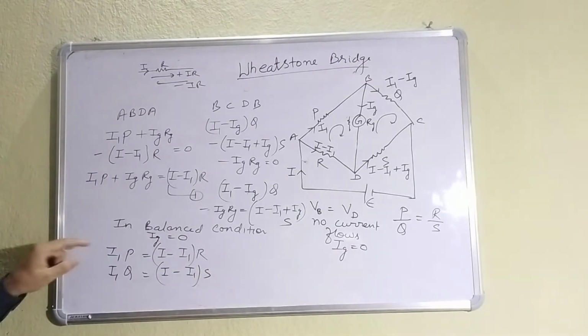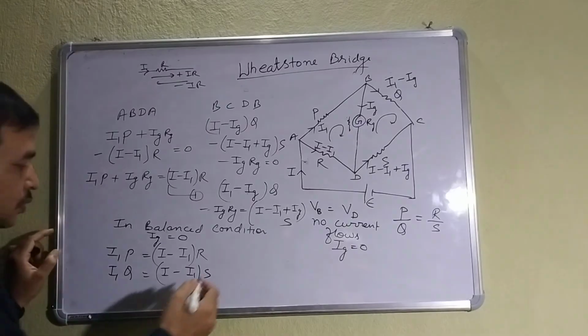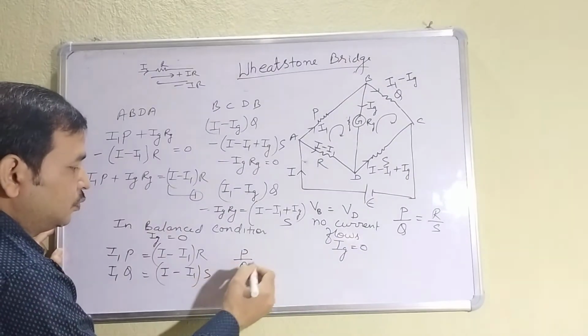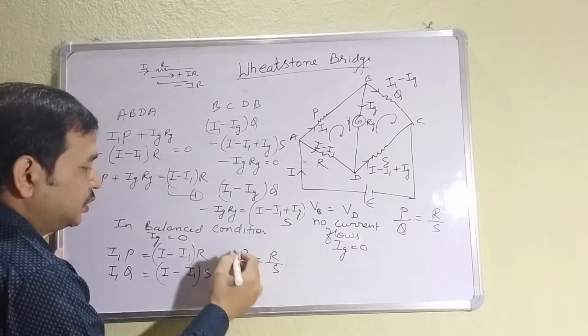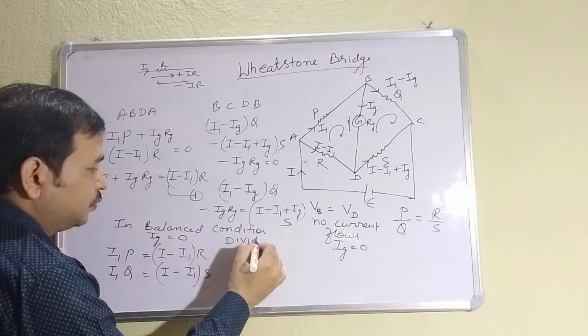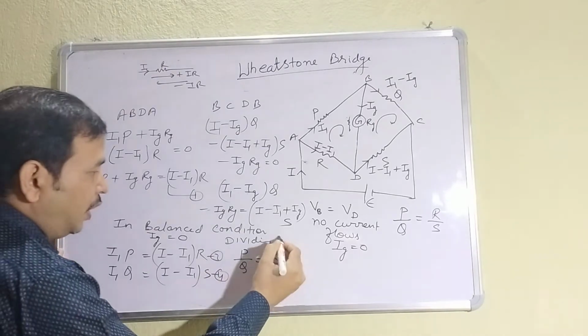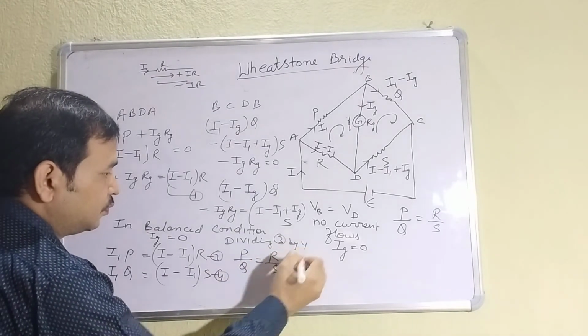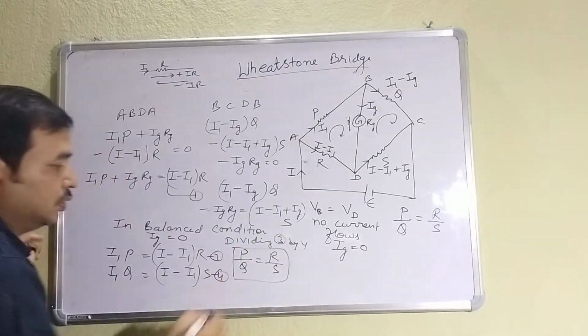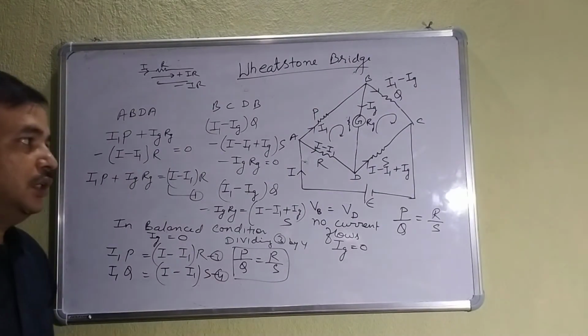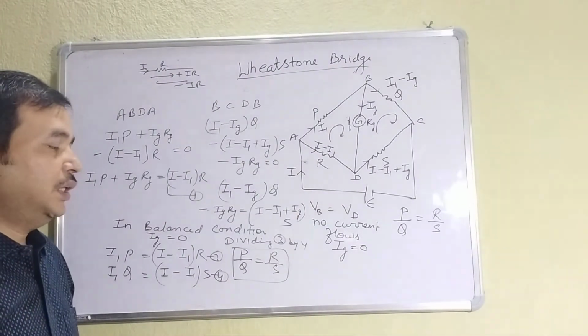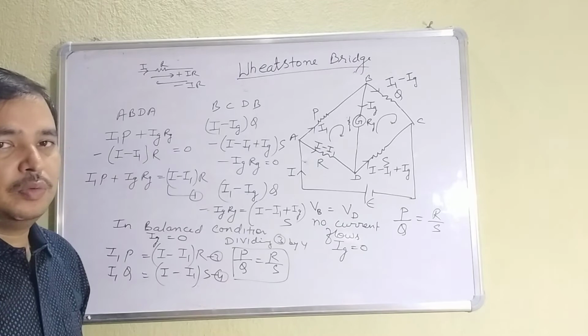Divide these two equations, this will cancel out, so P by Q is equal to R by S. Suppose this is equation 3, this is 4. Dividing 3 by 4, we will get this equation. So this is the balance condition for the Wheatstone bridge.